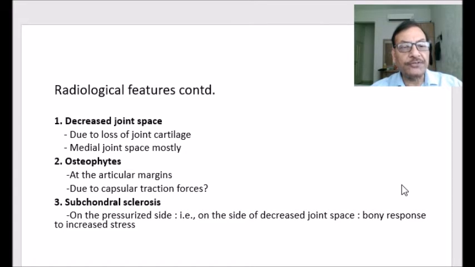Decreased joint space is due to the loss of the height of the joint cartilage, and it affects the medial joint space mostly. The osteophytes are usually seen at the articular margins. They are supposed to be due to capsular traction forces. Subchondral sclerosis is usually seen on the pressurized side, that is, on the side of the decreased joint space. This is also usually on the medial side. It is due to the bony response to increased stress.